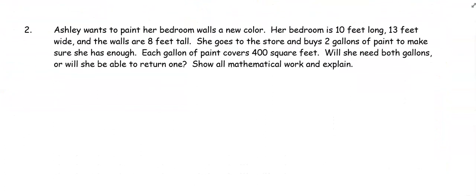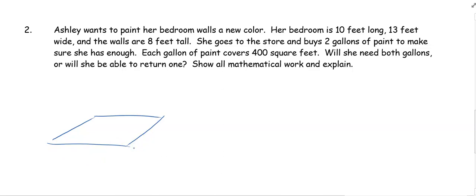Next, Ashley wants to paint her bedroom walls a new color. So if we think about a typical bedroom, okay, don't get crazy here. What is a bedroom? A bedroom is a rectangle, sometimes a square. And your bedroom has walls. Ashley is painting her walls. She is not painting her ceilings. So Ashley wants to paint her bedroom walls a new color.